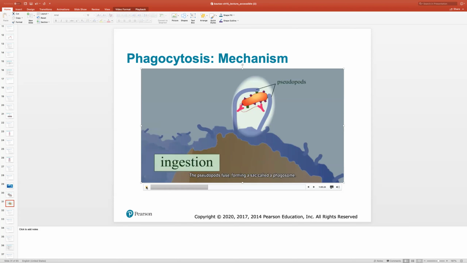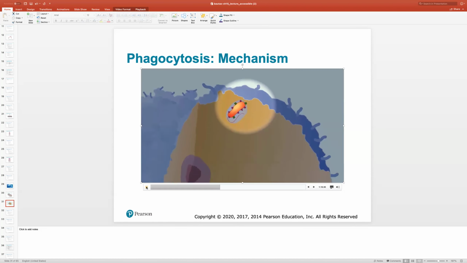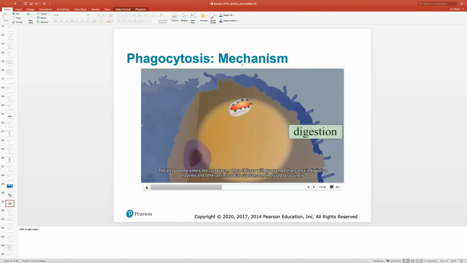The pseudopods fuse, forming a sac called a phagosome. The phagosome enters the cytoplasm, where it fuses with lysosomes that contain digestive enzymes and other antimicrobial substances. The fused structure is called a phagolysosome. Digestion of most bacteria is complete within 10 to 30 minutes.